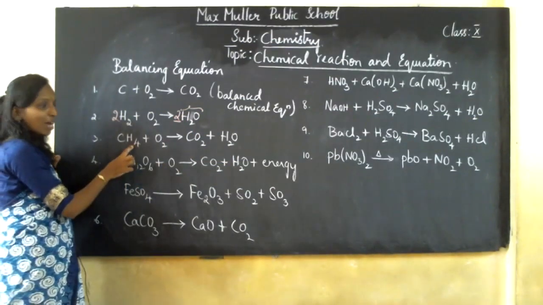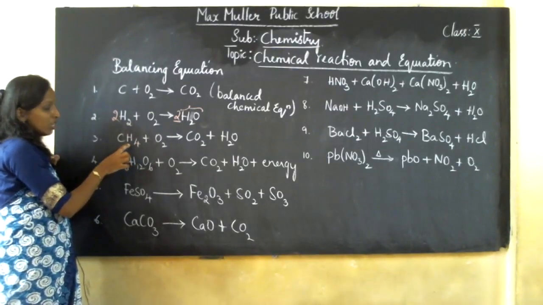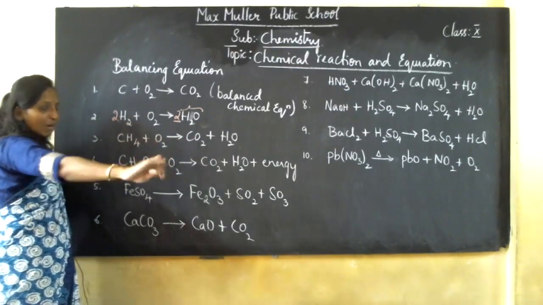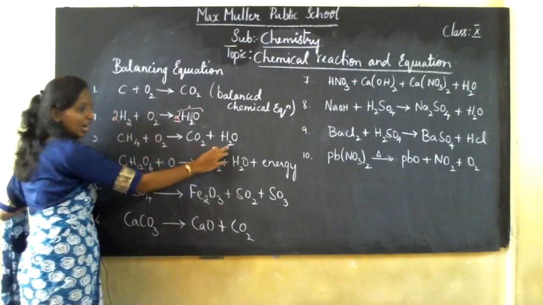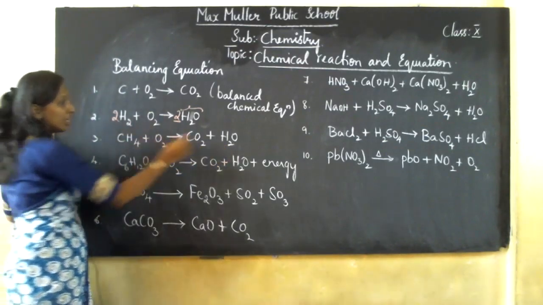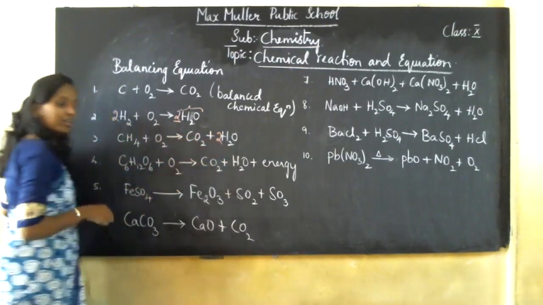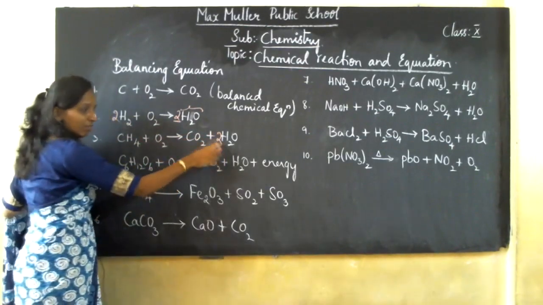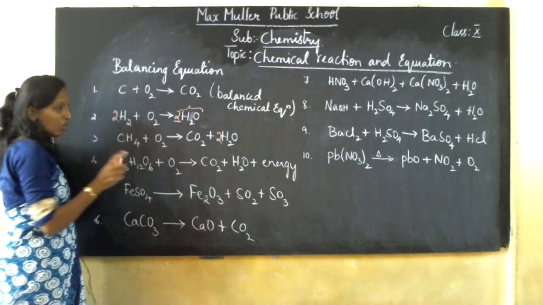Now first we have to balance hydrogen. See, carbon is 1. Okay, carbon is balanced. Hydrogen is 4 here. Here we have 2. So if I take 2 here, hydrogen became 4. 2 2s are 4. Hydrogen is balanced. Now check out oxygen.